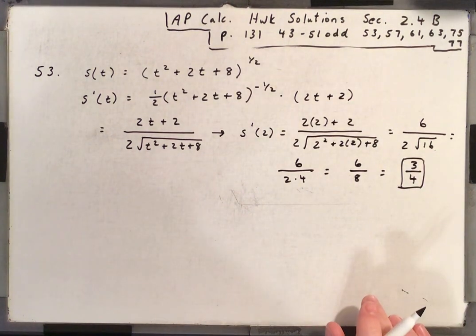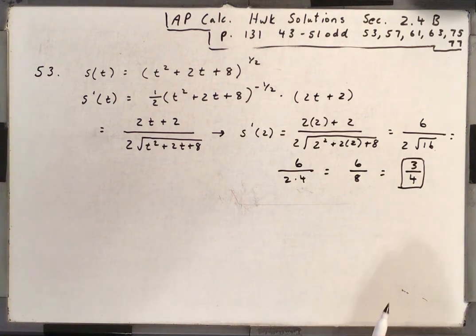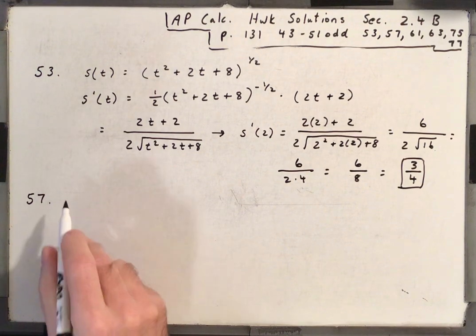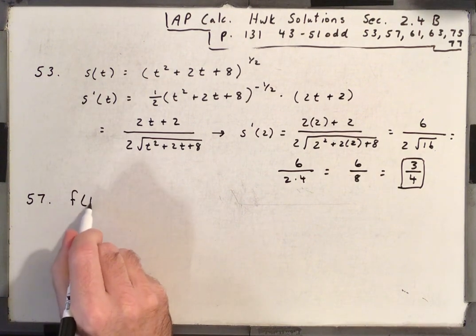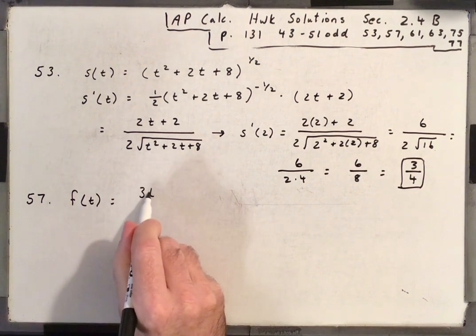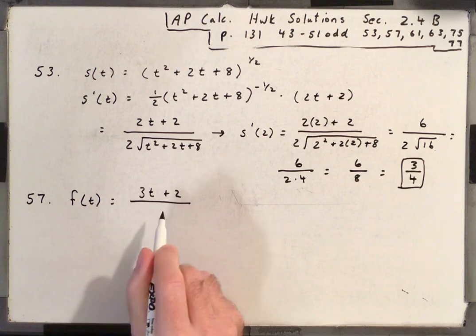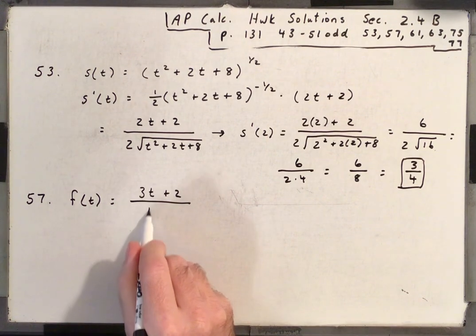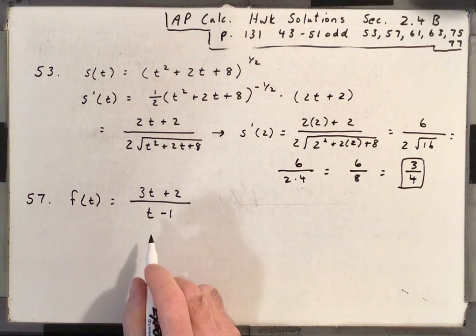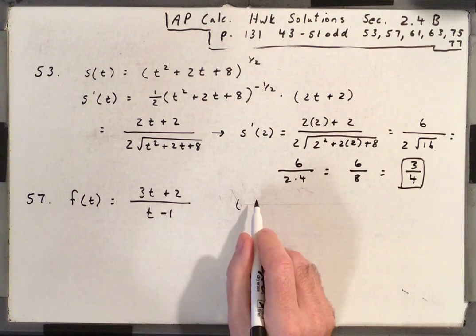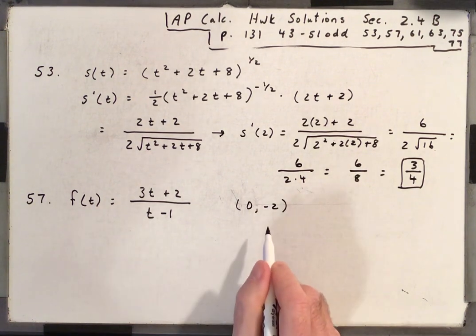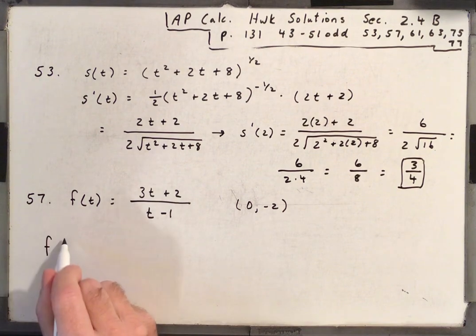Okay, let's see if we can squeeze number 57 in. I think we can. So I have f of t is equal to 3t plus 2 over t minus 1. This is not really a chain rule, just a good old quotient rule. And we're going to get to plug in 0. So the point 0, negative 2. So I like that.